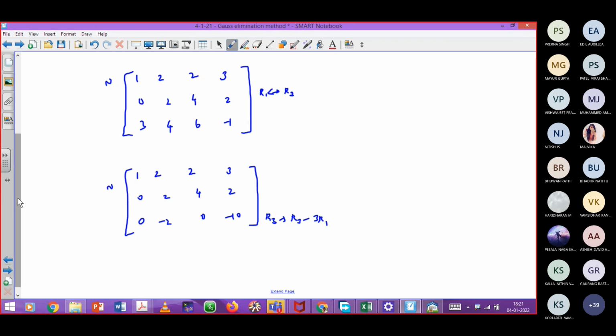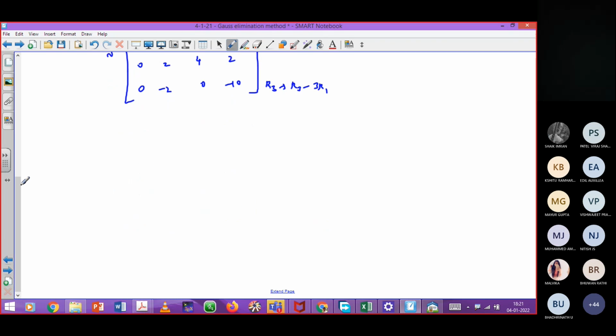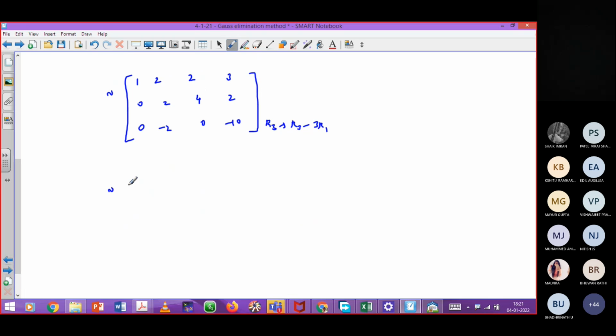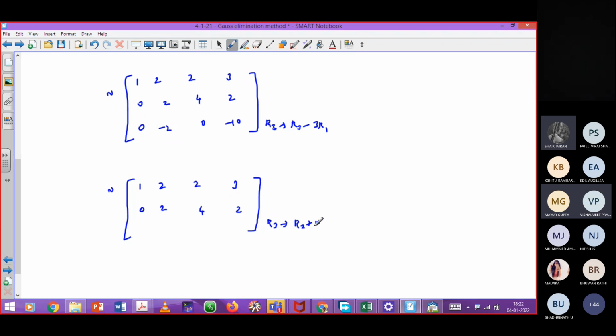Okay. So after this, still there is a pending task to complete. That is 1, 2, 2, 3. Next, 0, 2, 4, 2. So in the third row, anyone can guess what is the operation I can use here? R2 plus R3. Very good. So 0 plus 0 plus 4 minus 8. Okay, minus 8.